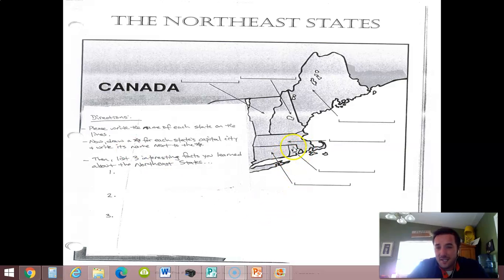I know some of these states are small. If you want to draw in the state capital for Providence and then put another line here, spell it right, you can do that. And then list 3 interesting facts you learned about the Northeast states. So 3 things. Number 1, write the state name. Number 2, draw a star and write the capital city name. Number 3, give me 3 interesting facts that you learned about these states.